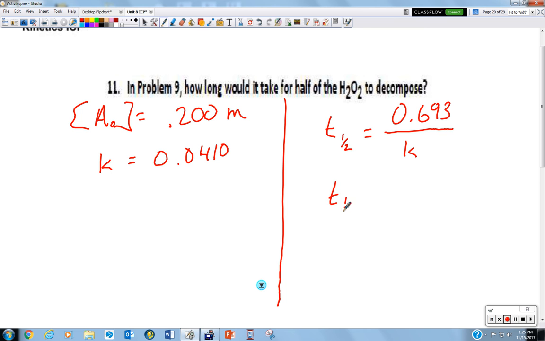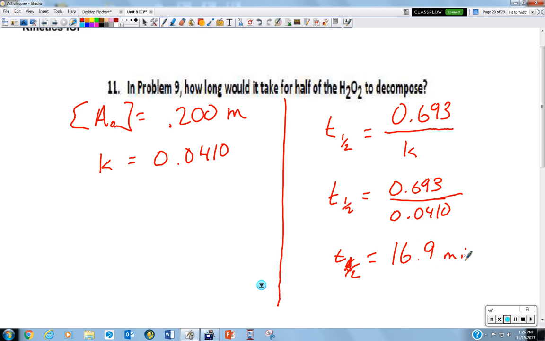So half-life is equal to 0.693 divided by 0.0410. And so T half is equal to 16.9, and I believe it was minutes.